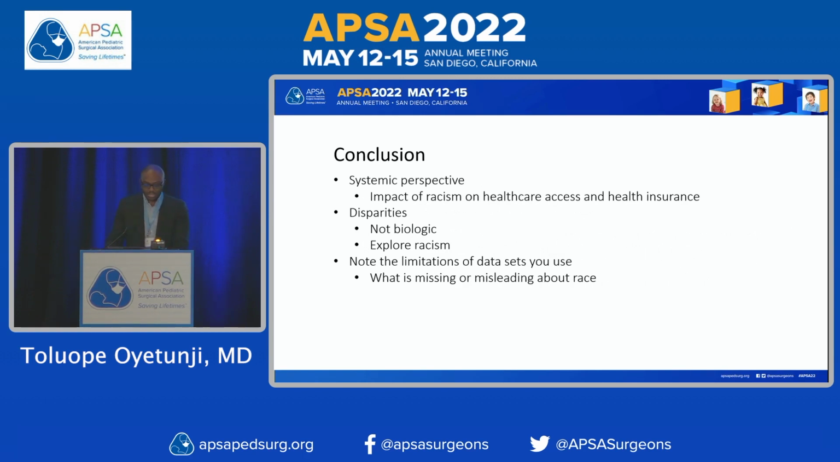So in conclusion, use a systemic perspective in the interpretation of racism and disparities in healthcare access and healthcare insurance. Also understand that race is not biologic, and explore racism as a potential cause of the disparity. Also note the limitations of the data set that you're working with, what may be missing and what may be misleading about race. Thank you.